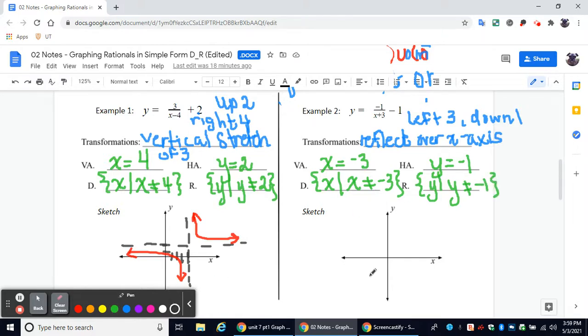And then to put a quick sketch on this, we're going to move the vertical asymptote left 3 units. And the horizontal asymptote, we're going to move down 1 unit. But there is a reflection over the x-axis. So instead of your branches now being in the first and third quadrant, we're going to reflect them over the x-axis. So from the first quadrant, we reflect down into the fourth quadrant. And the branch that was in the third quadrant now comes up to quadrant number 2.